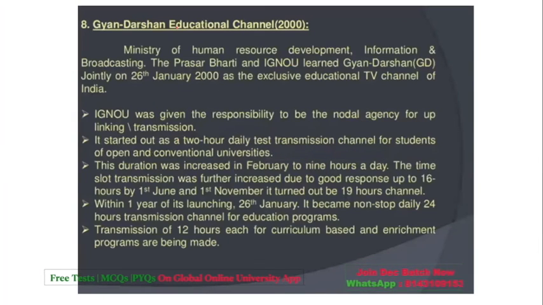Then came Gyan Darshan, a television channel launched on 26th of January 2000. IGNOU was the nodal agency. It was a 2-hour daily transmission channel for students. The duration was increased to 9 hours a day. As I said, it was launched as an educational television channel, so the response was very good. The transmission went from 2 hours to 12 hours of curriculum based and enrichment programs.